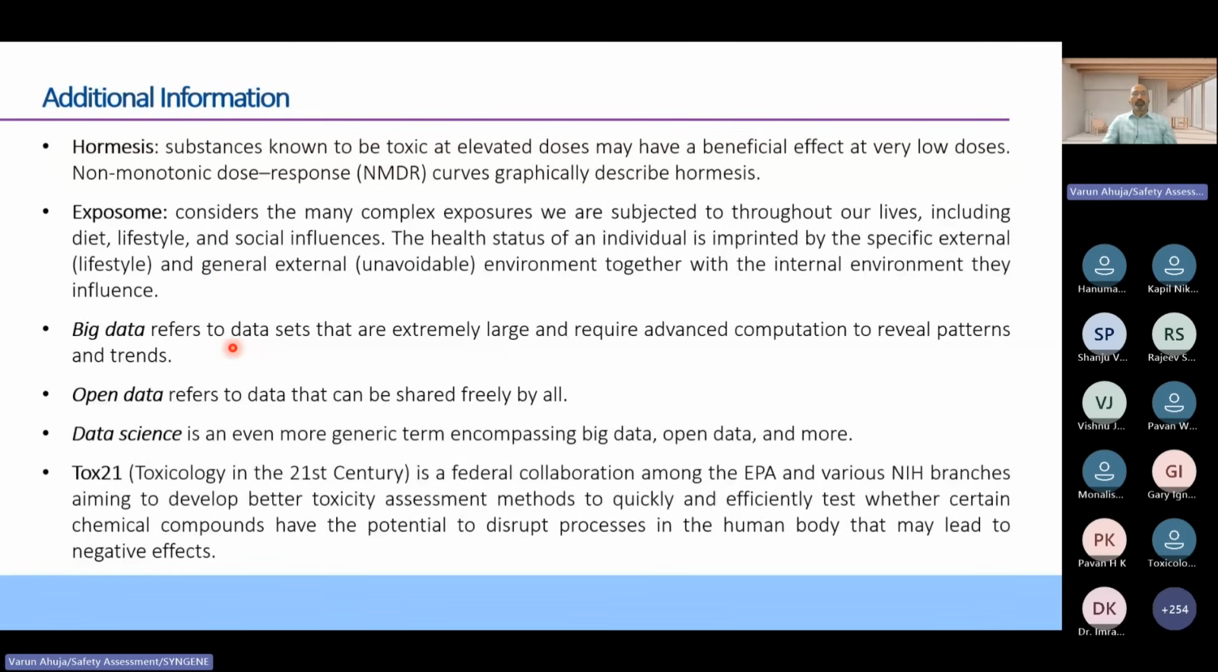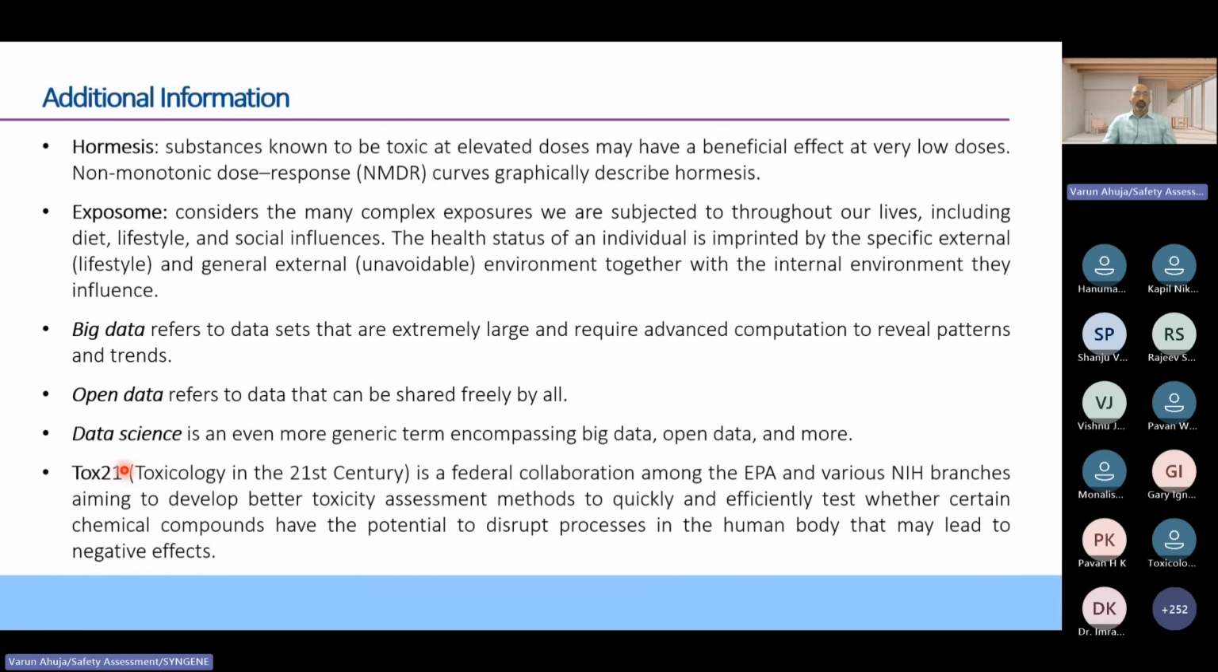Big data refers to data sets that are extremely large and require advanced computation to reveal patterns and trends. Open data refers to all the data that can be shared freely by all. So whatever you search on public domain websites like NIH, NLM, etc., it's all open data. Then data science is an even more generic term encompassing big data, open data, and more.